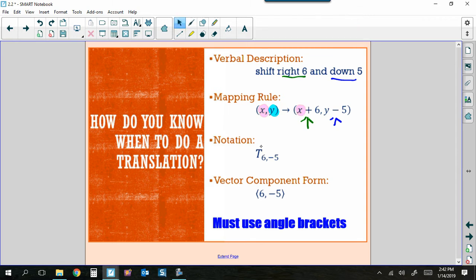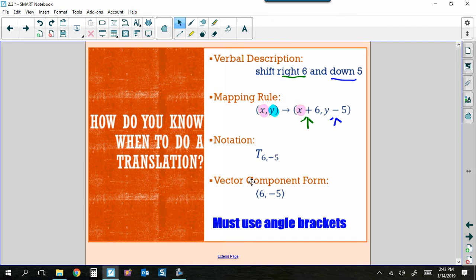Notation. So we have a capital T. Please make sure you include that it is a capital T for translation, and then a subscript. A subscript is going to look literally the opposite of what an exponent would look like. Instead of writing it in the upper corner, you're writing it in the lower corner. And you're just writing, again, the direction. Before the comma is always an X, so before the comma is going to be your left and right shift. After the comma is where Y typically is, so after the comma is going to be your Y shift.